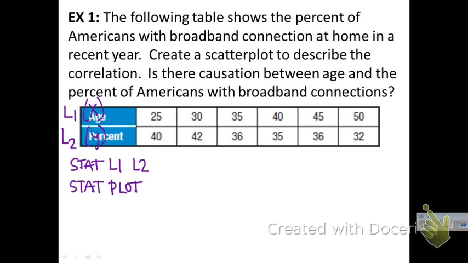So once you've put it in your calculator, you want to make sure that when you go to your stat plot window that you select a scatter plot and not any other kind of plot that we have. And our data looks roughly something like this. So here we would say, hey, it looks like there is a negative correlation.